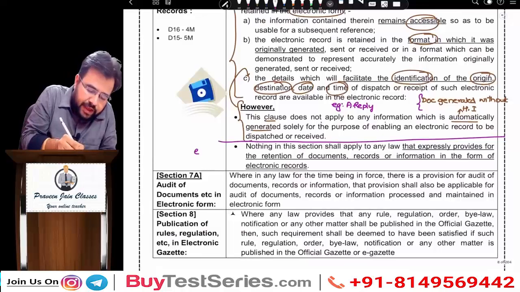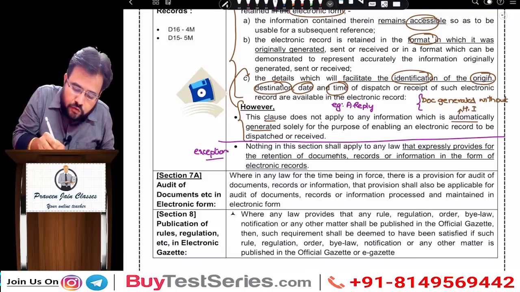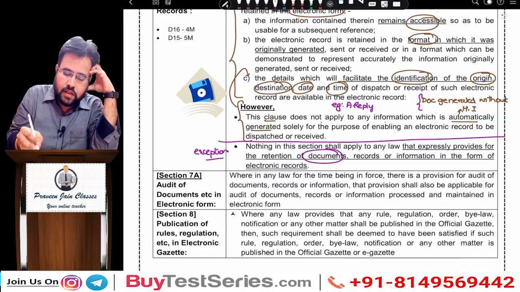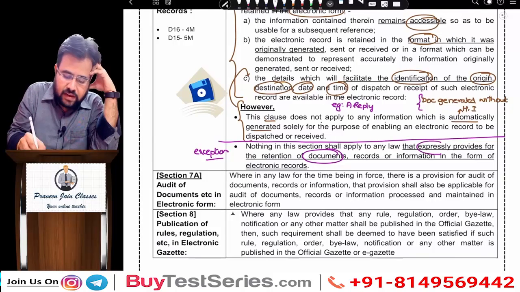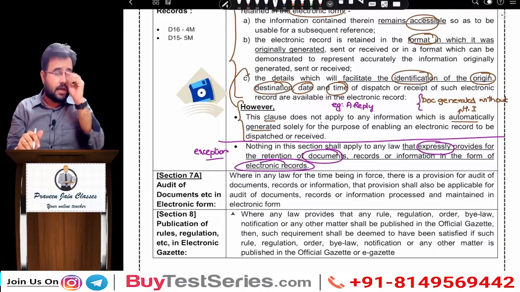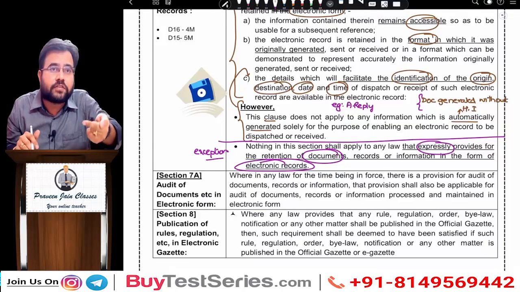Now we have one exception, sir, which says this total section 7 will not be applicable for those documents where the law is expressly saying that you should maintain records in electronic form. That means, right from day one, the law was saying that you should maintain records in e-form.